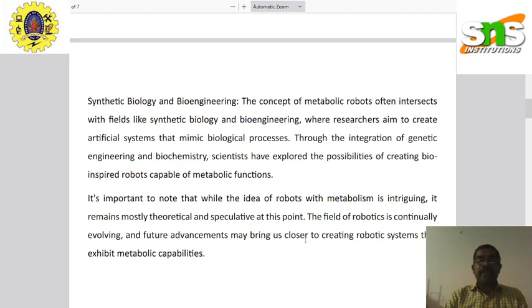It's important to note that while the idea of robots with metabolism is intriguing, it remains mostly theoretical and speculative at this point. The field of robotics is continually evolving, and future advancements may bring us closer to creating robotic systems that exhibit such behavior.